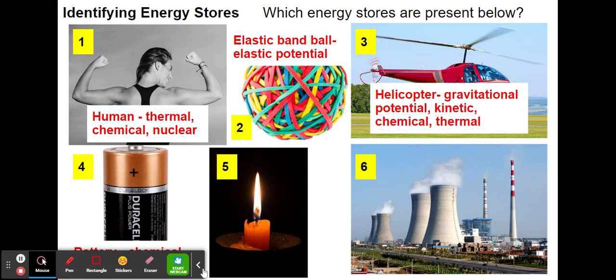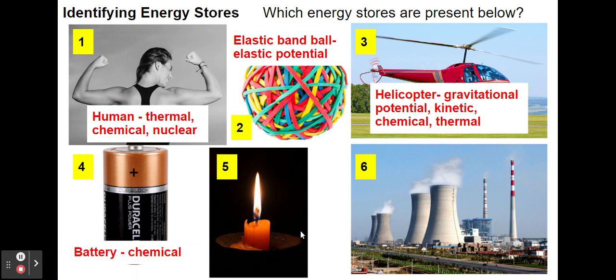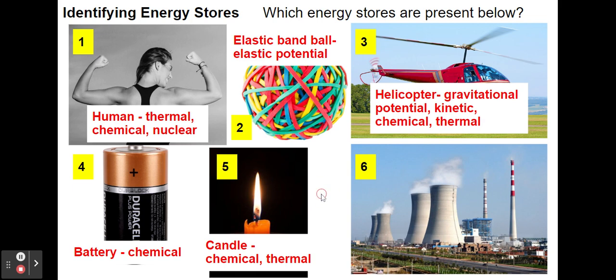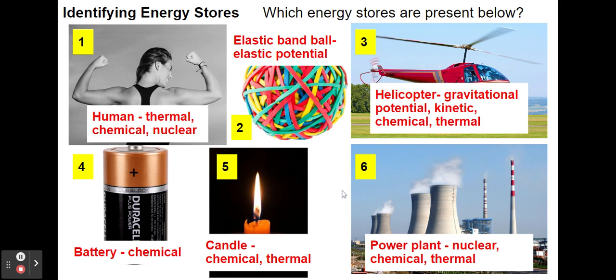For the battery, we have a chemical energy store. For the candle, we have chemical and also thermal. So the chemical is going to be the elements that are being burnt here to produce this flame, and the thermal energy store from the flame. And finally, here in the power plant, there is a nuclear energy store from all those elements being used in nuclear fission, chemical, and also thermal.